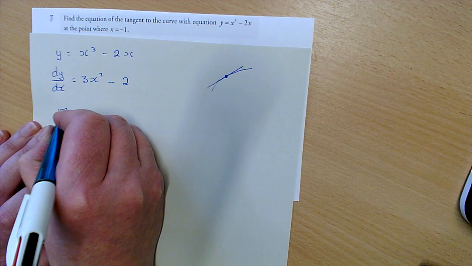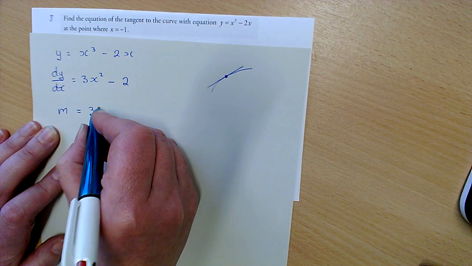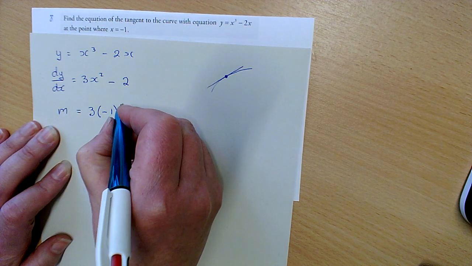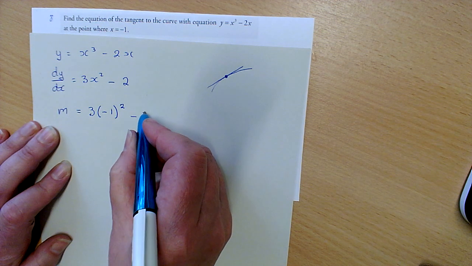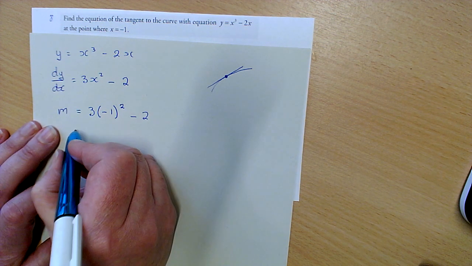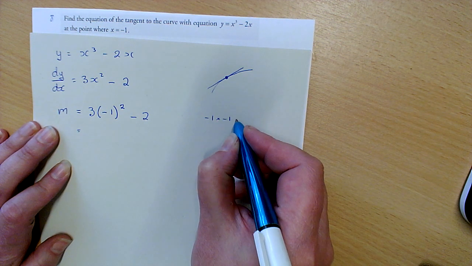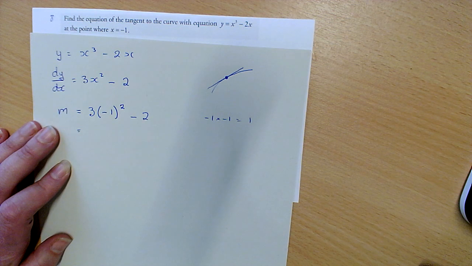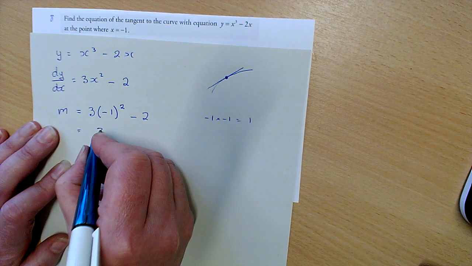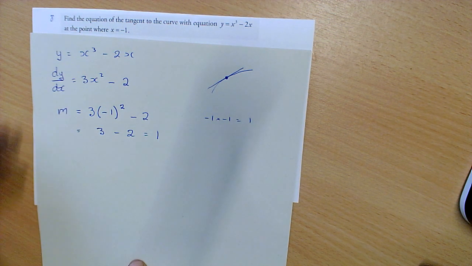So m, the gradient, equals this equation. But we've got a negative, so we definitely want to put brackets around it because we're about to square it. So that's 3 times (minus 1) squared minus 2. So (minus 1) squared is minus 1 times minus 1, which equals 1. A negative times a negative will give you a positive. So it's 3 times 1, so that's 3 minus 2, which equals 1. There we go. Now we have a gradient.